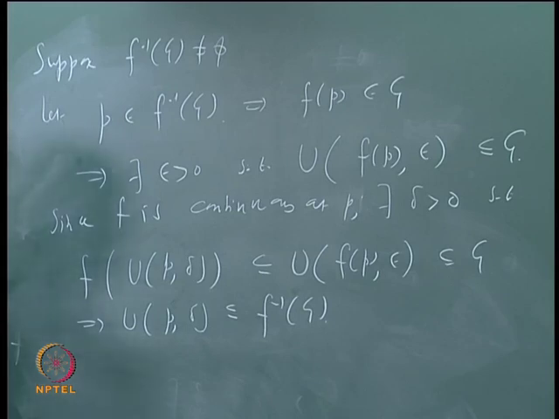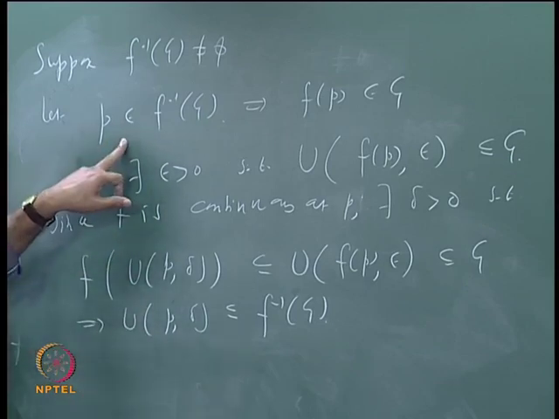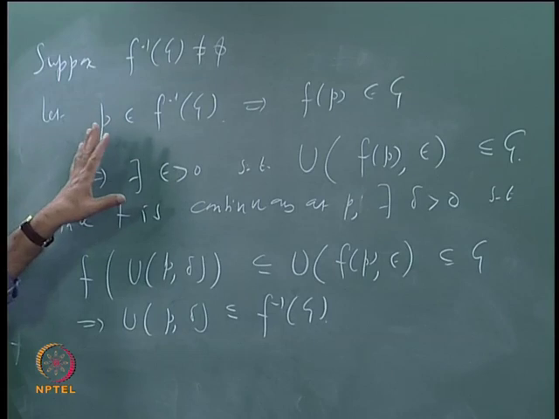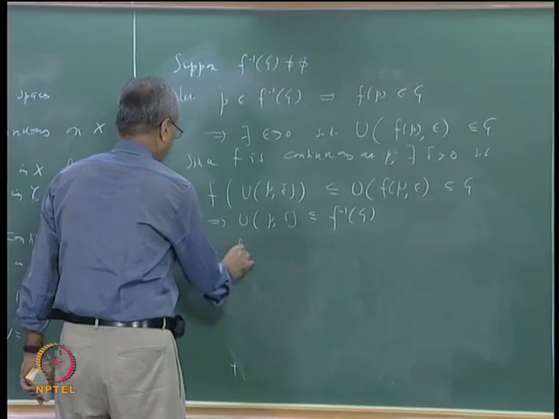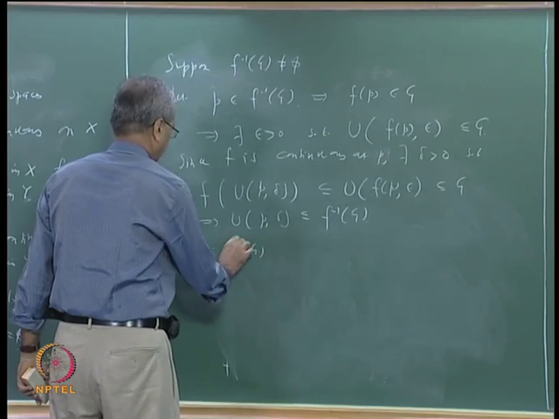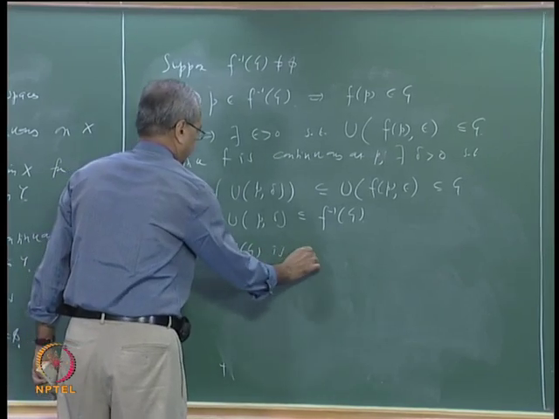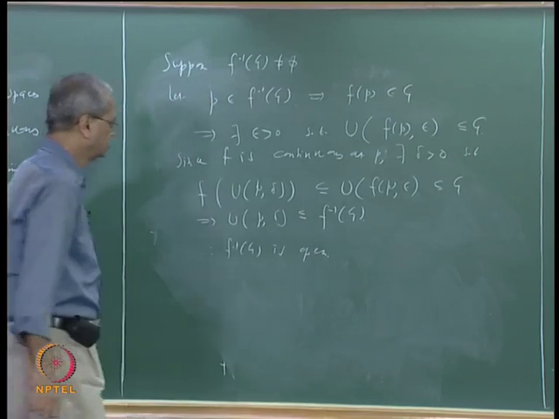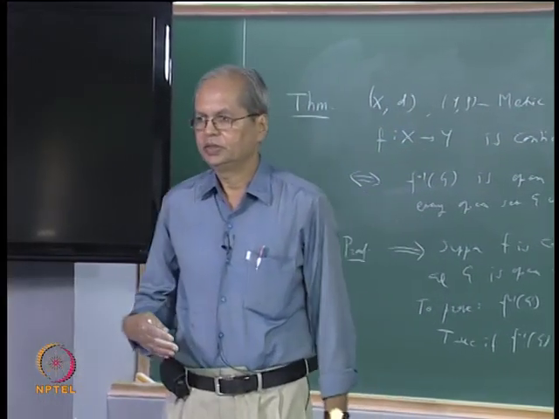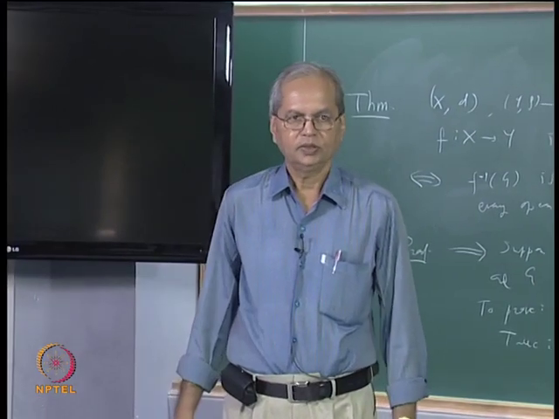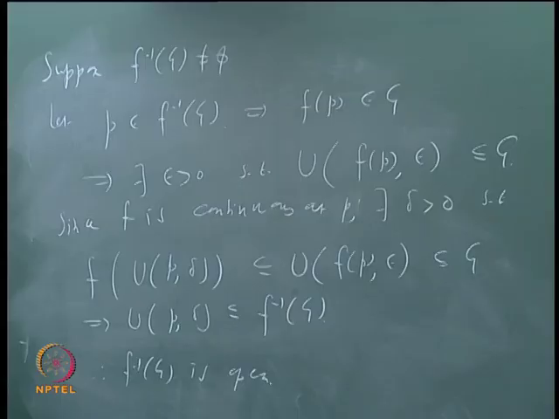Now that means that p is an interior point, and we have shown that every point p is an interior point. So that shows that f inverse of G is open. Therefore f inverse of G is open. Is it clear? So we have shown that if G is an open set, then f inverse of G is also an open set. This should happen if f is continuous on X.